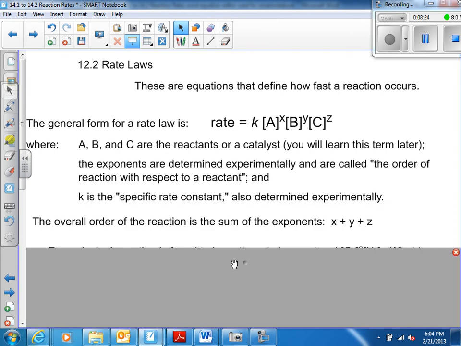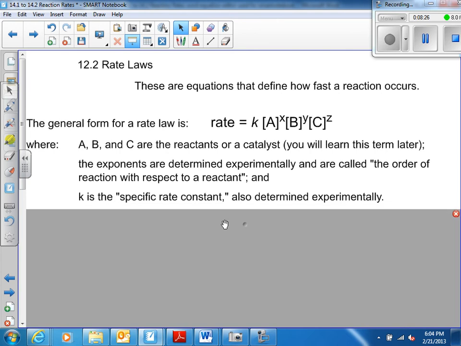So here's all the information that I just was telling you about. Oh, A, B, and C, they could also be a catalyst. We're going to learn about that later. The exponents we get experimentally, and they have a term. It's called the order of reaction with respect to a reactant. So X is the order with respect to A, Y is with respect to B, Z is with respect to C. And the order of reaction has a physical meaning, which you are not ready to learn. We will learn about that about 3 more sections.